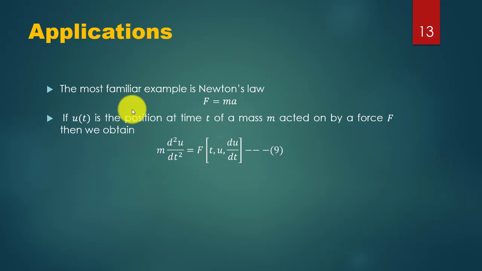Now, if a function u of t is the position at time t of a mass m acted on by a force F, then we obtain the equation below. That is m times d squared u over dt squared equal to f of t, u, du dt. So f is a function of t and u together with its derivative, that is du dt. So equation 9 is an example of a differential equation.